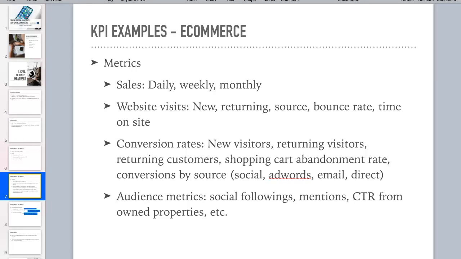Audience metrics are also very important, particularly from a social media standpoint, because you really want to understand if there's a growth in social following and mentions and click-through rates from owned properties, because this all speaks to the opportunity for conversion with these new and growing audiences. And you always want to be able to look at that growing audience and think, how are we going to convert more of this following or these more engaged users into a customer who does complete the conversion, meaning they buy something or sign up for something.